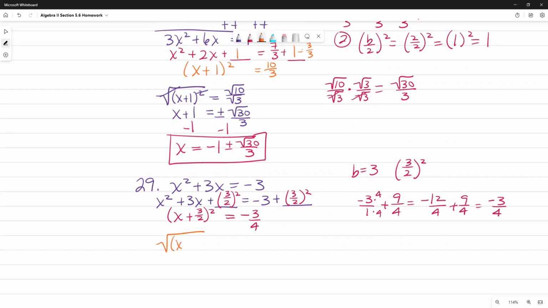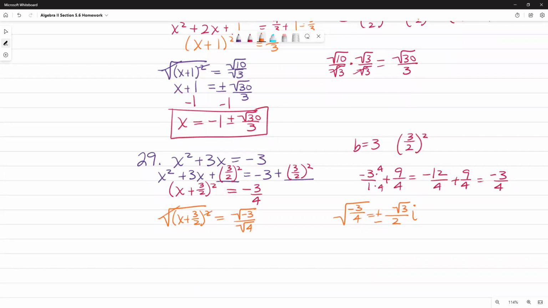Square root of x plus 3 halves squared equals the square root of -3 over 4. Actually, let me go ahead and do square root of -3 over the square root of 4. So I know the square root of 4 is going to give me a 2 in the denominator, which will be very nice. Okay, let's go ahead and do that. -3 over 4 means I have i square root of 3 over 2, plus or minus. Except it's a fraction, so I'm going to put the i right here. All right, these cancel out. And I get x plus 3 halves equals plus or minus square root of 3 over 2 i.